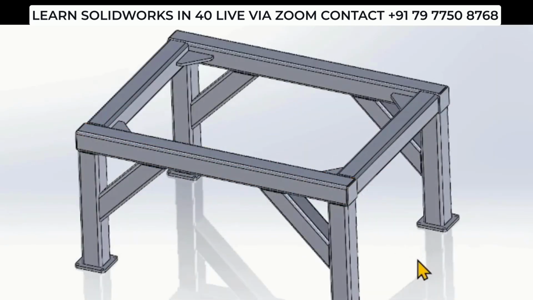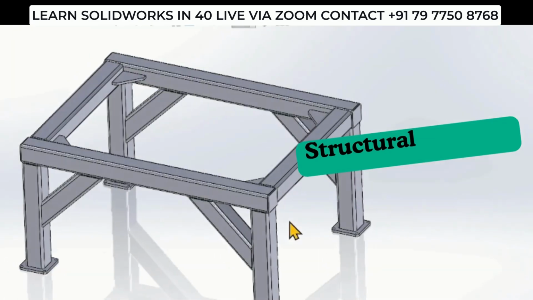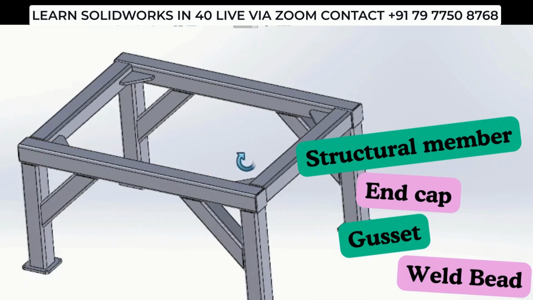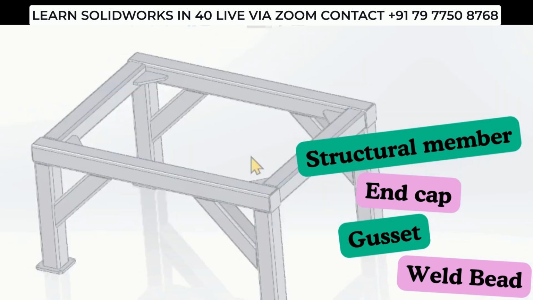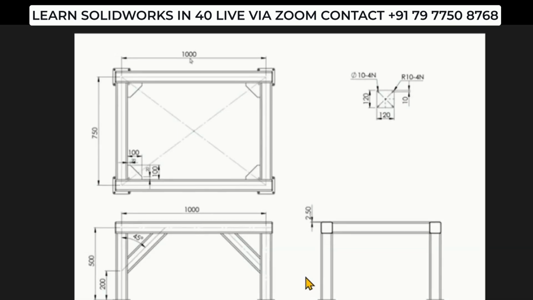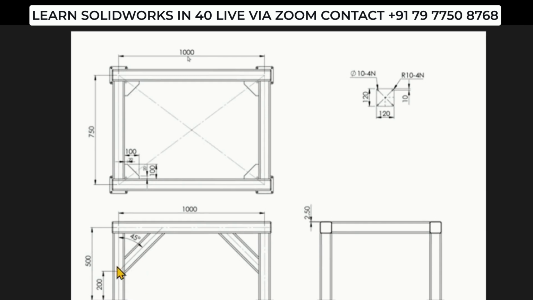Weldment feature. Let's see how to use structural member, end cap, gusset and weld bead, etc. Okay, let's start. We have this 2D drawing to make this steel structure. First of all, we have this rectangle shape top which is 1000 mm by 750 mm and has the height 500 mm and support frame on height of 200 mm with the angle 45 degree.